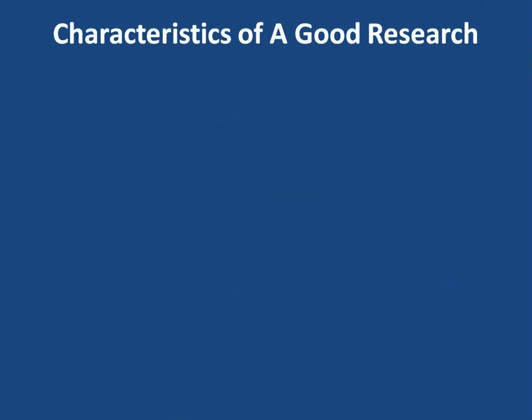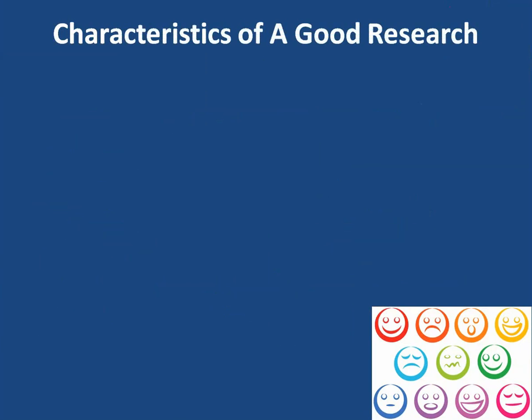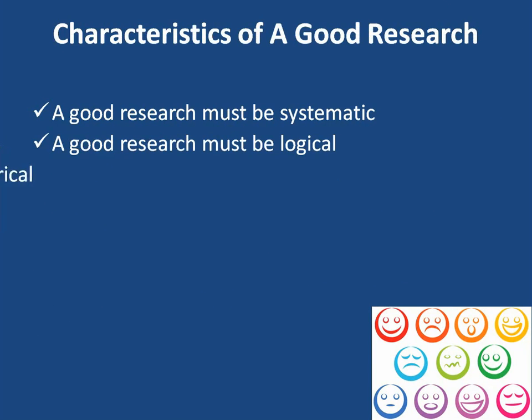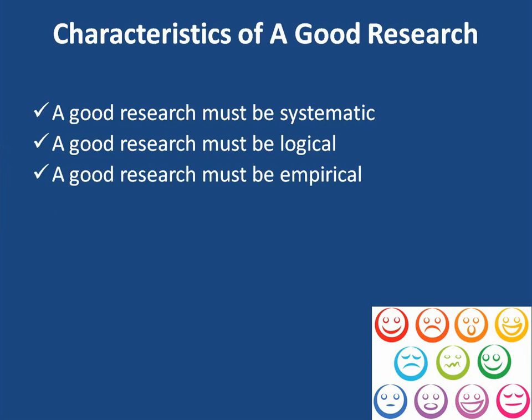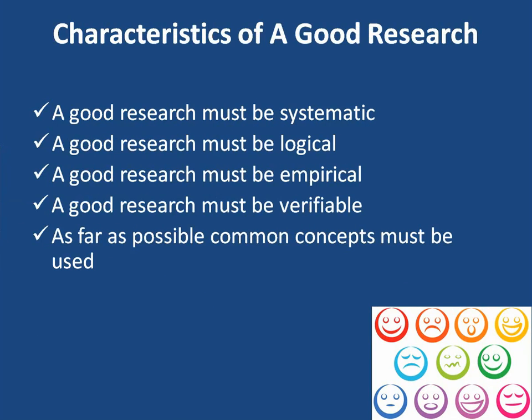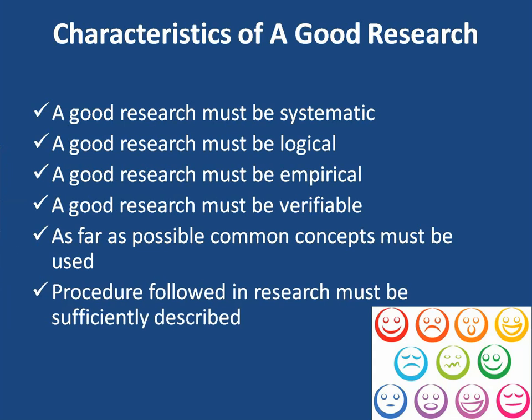Now we come to the characteristics of good research. A good research must be systematic. A good research must be logical, must be empirical, and should be verifiable. As far as possible, common concepts must be used, and the procedure followed in research must be sufficiently described.